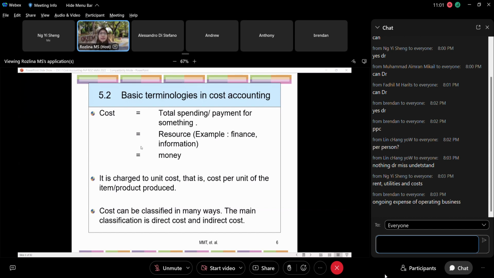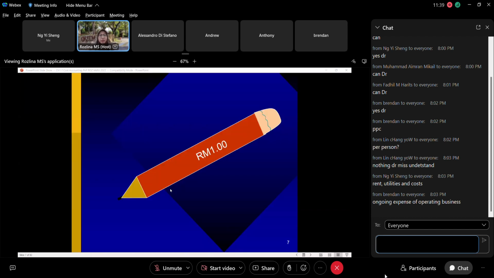What is cost? It is not only money, but also spending and payment for something. It is also about resources, such as finance and information. Anything involved with cost, not only money, is charged to unit cost, which is the cost per unit of the item. Cost can be classified in many ways. The main classification is direct cost and indirect cost. It is only theory here.